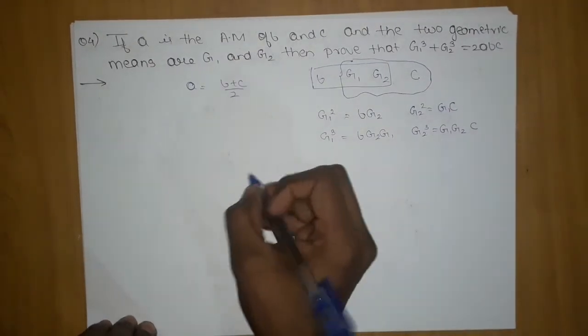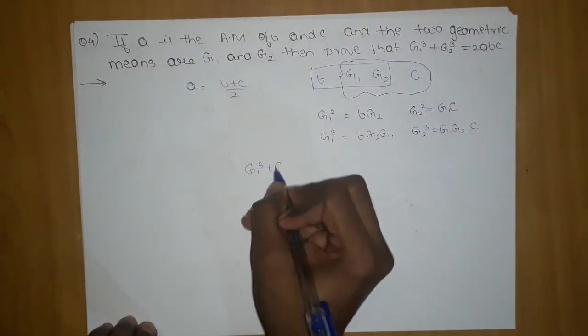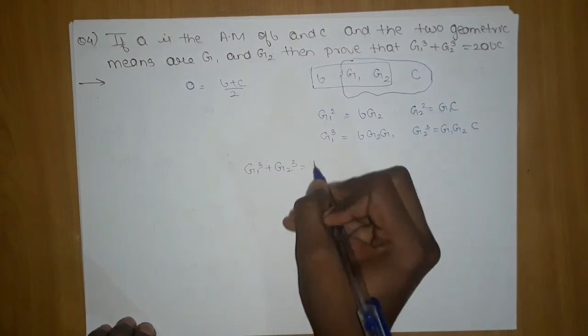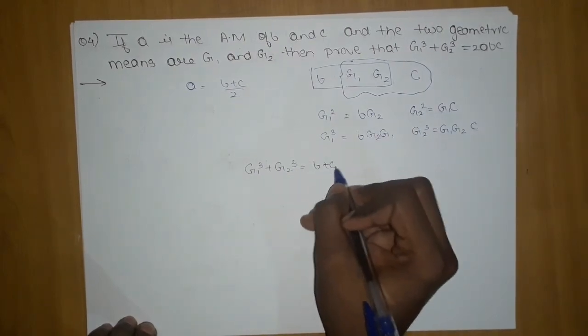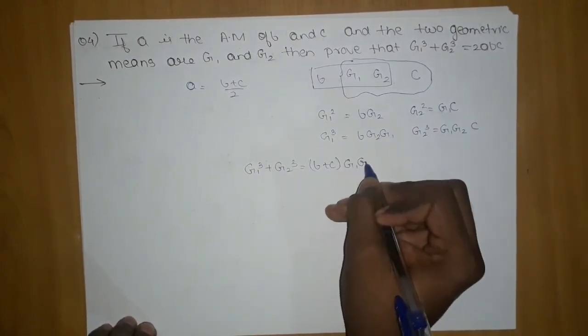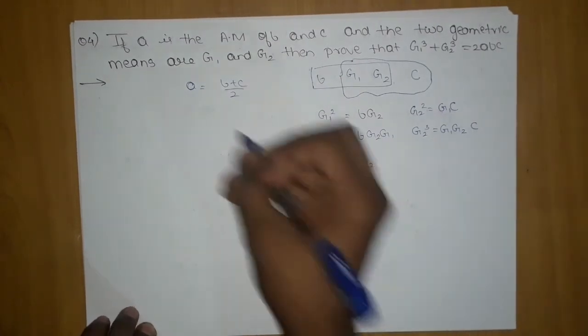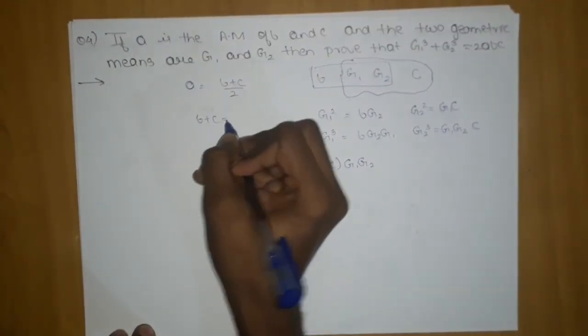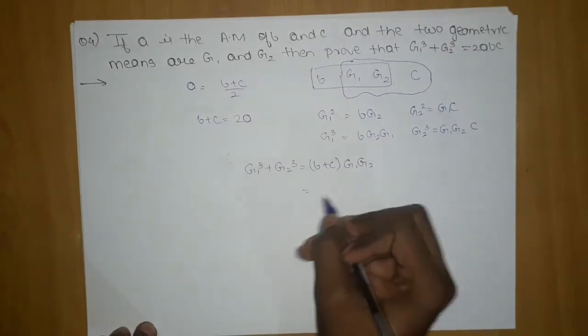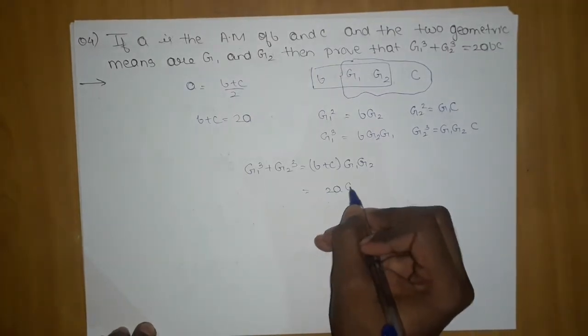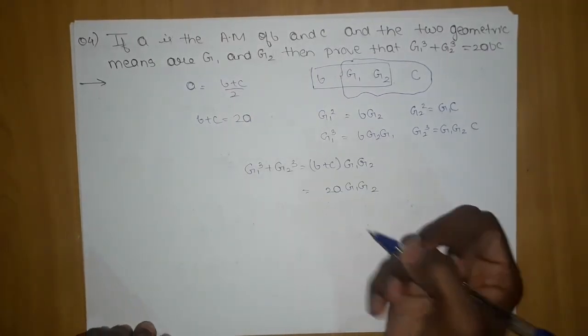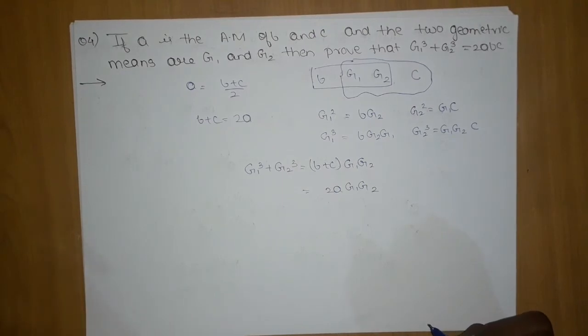Now if I add these, g1 cube plus g2 cube is nothing but (b plus c) into g1 g2. I took g1 g2 common, and b plus c is nothing but 2a. So if I put 2a, we get 2a g1 g2.